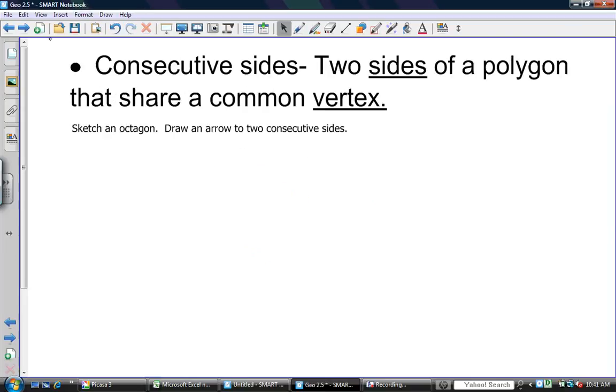Our next term is consecutive sides. This is 2 sides of a polygon that share a common vertex. So now I have to draw an octagon. Now octagons, I always think of stop signs. Because they're octagons. So there's an octagon right there.